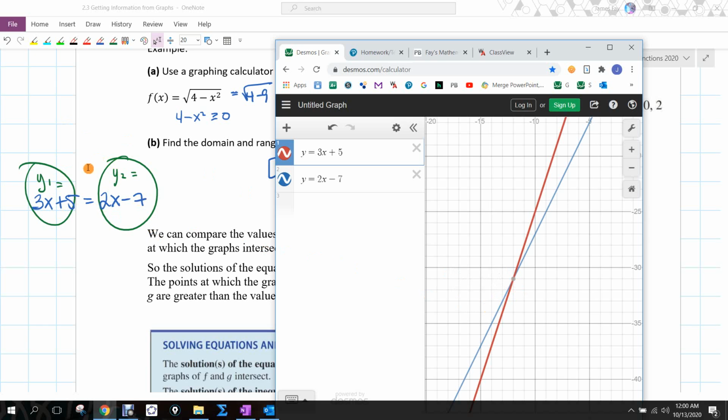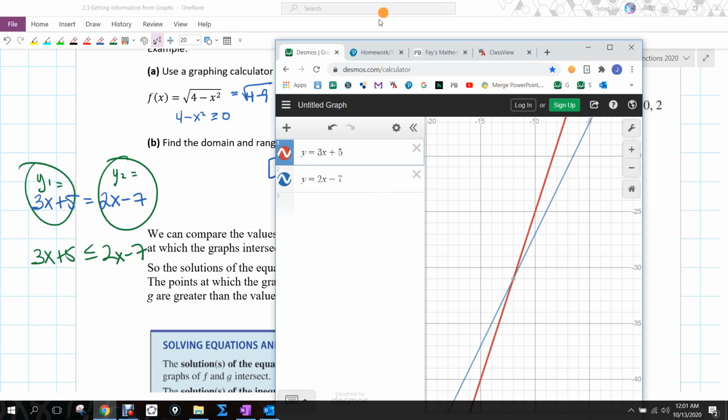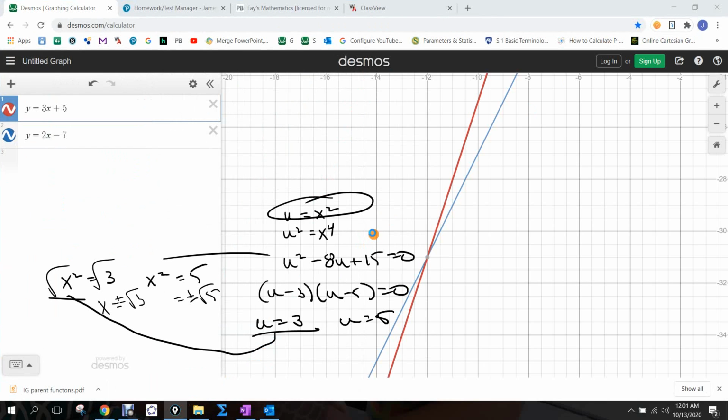If I know where they're equal, I automatically know then where they're unequal. If I want to say, like, 3x plus 5, when is that less than or equal to 2x minus 7? Well, let's look at this. The 3x plus 5 one is the red one. This red one is less than the blue one, meaning the red one is below the blue one. So if I were to choose an x value, let's just say that I choose like this line. See if I can draw on top of this real quick.